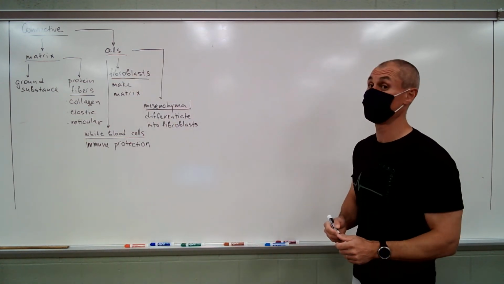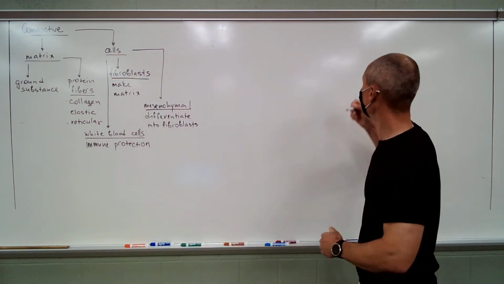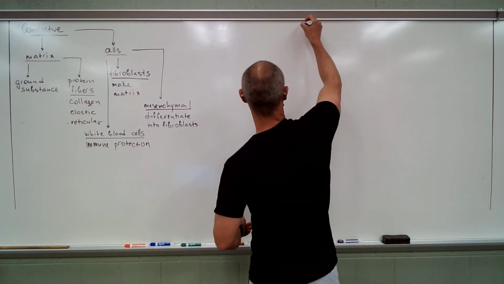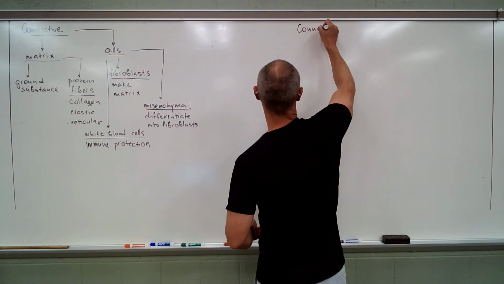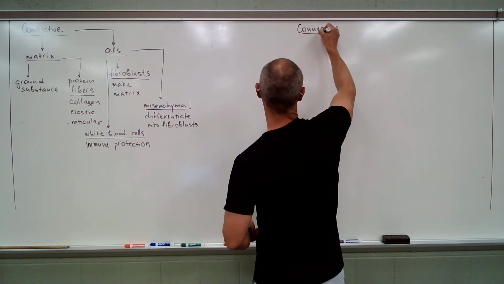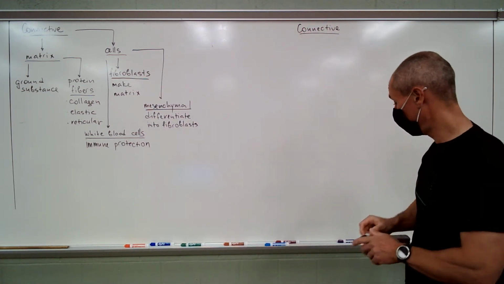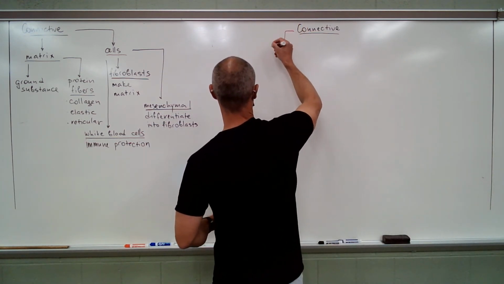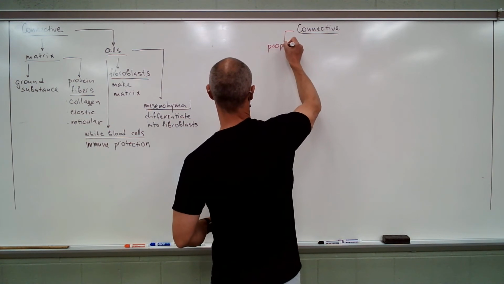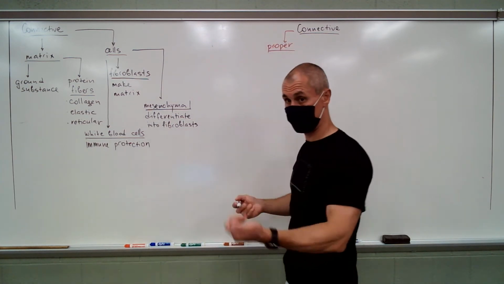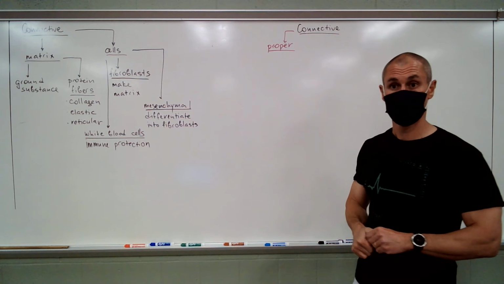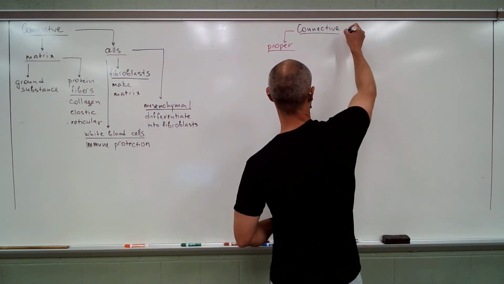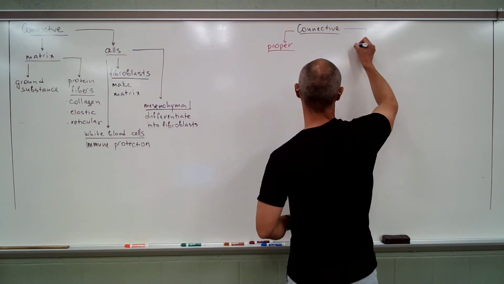So let's do a flow chart. I did that multiple times, it works great. So connective tissue can be divided into two giant categories. One is connective tissue proper, like classic, okay? And another is specialized.